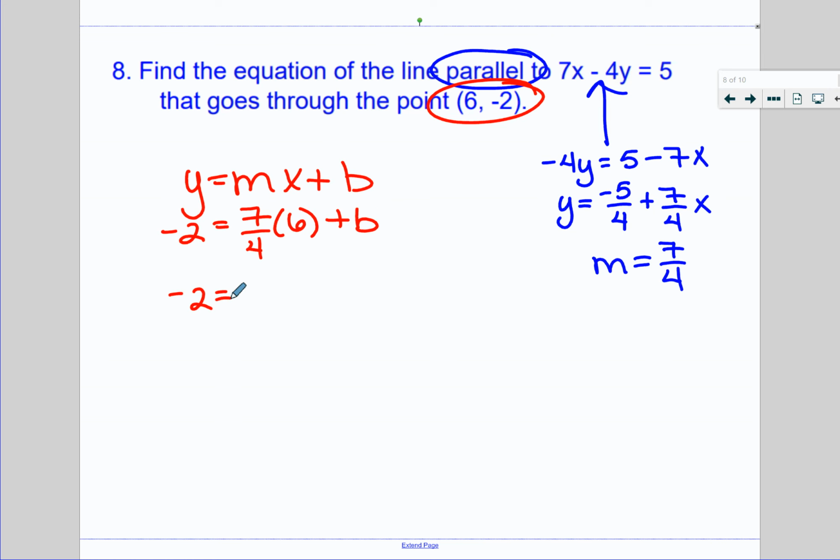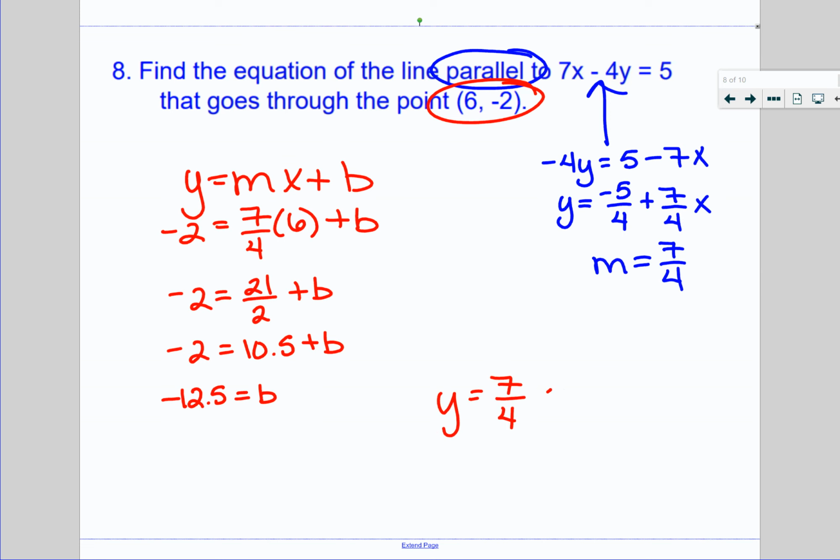Let's see. 42/4 would reduce to 21/2 if I multiply those together. Which actually, that's an exact one. If you want to write 10.5, that's fine. And then I need to subtract 10.5 to the other side. So -2 minus 10.5 gives me -12.5 for b. Final answer, y equals 7/4 x minus 12.5.